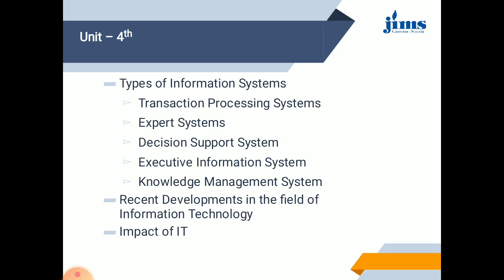In the unit third part, we will go to the system development life cycle. How can we develop the system with the help of models? What are the models? Which model is suitable for our system development? All these things come into the SDLC part, that is unit 3rd, and in unit 4th we will discuss the types of information system. What are the information system types: transaction processing system, expert system, decision support system, knowledge management system, executive information system. We will discuss all these things in unit 4th, and the developments in the fields of IT.